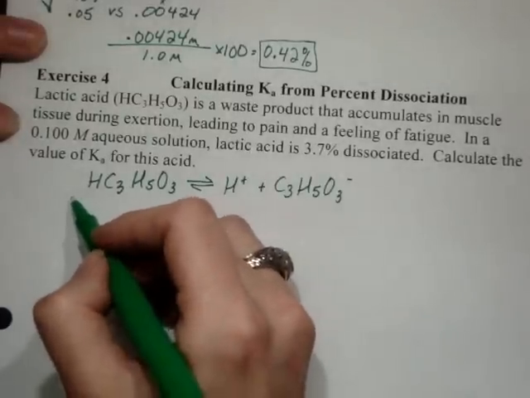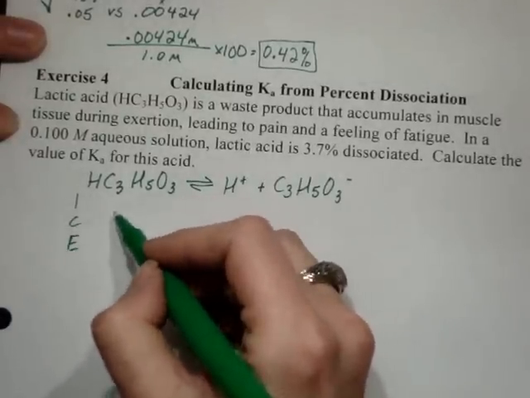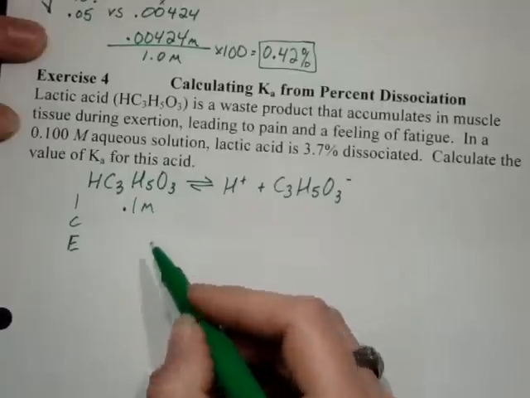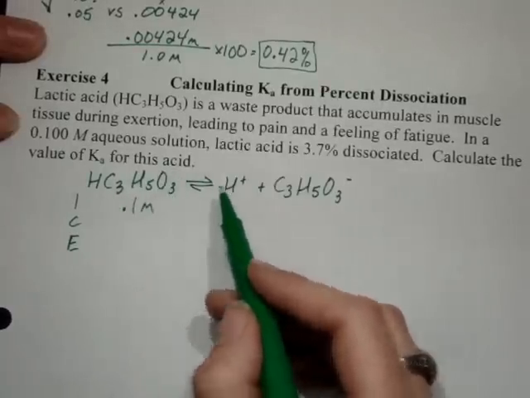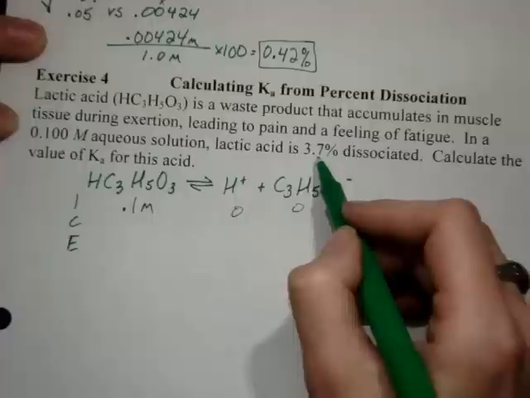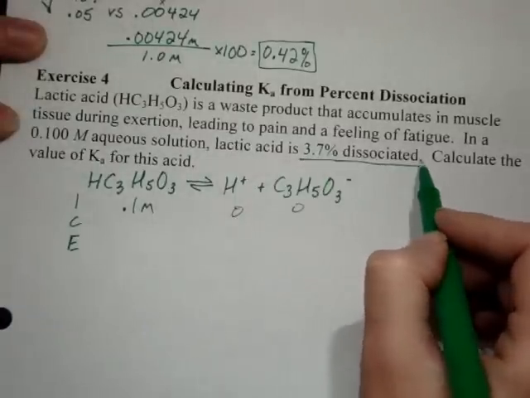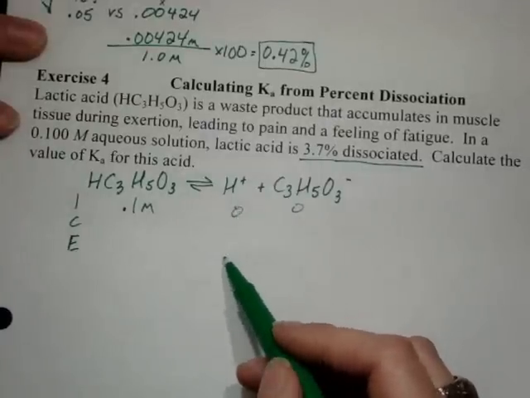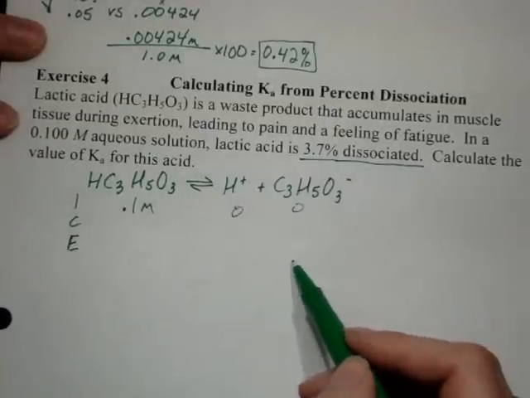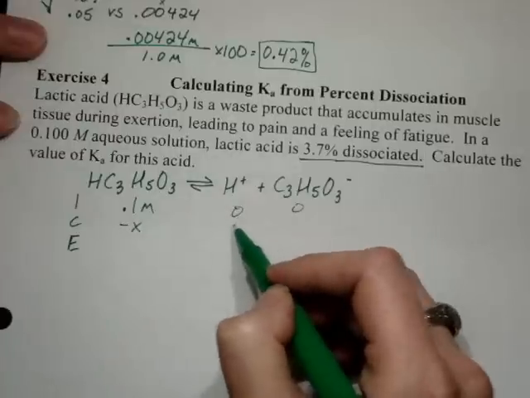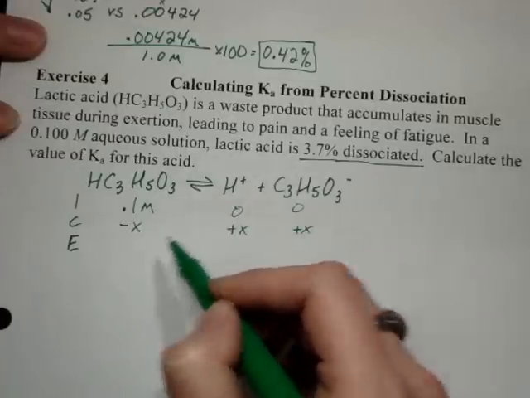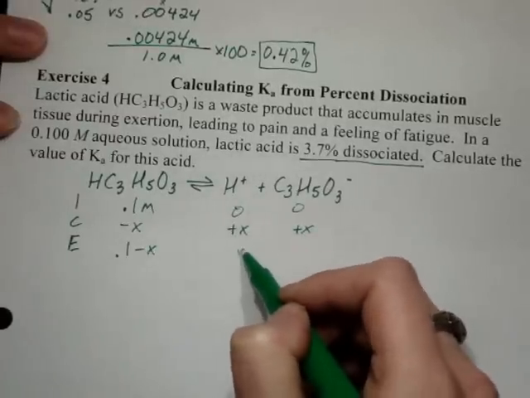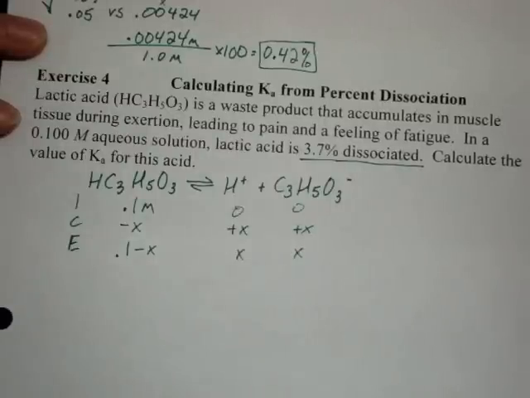We know that we start off with 0.1 molar lactic acid, none of these, and we're also told that we're 3.7% dissociated, which tells me that there is a relationship again between these two. If we sort of look at it in terms of the x's, as we normally do, then we can figure out what x is.